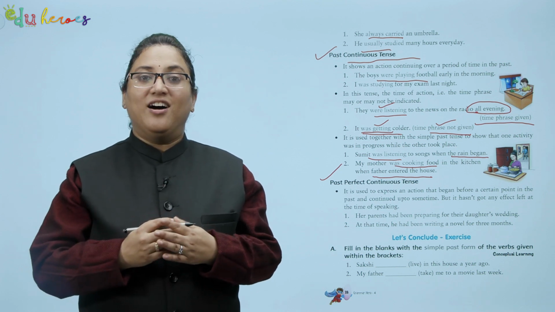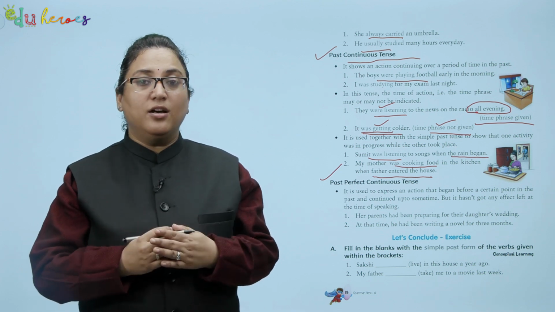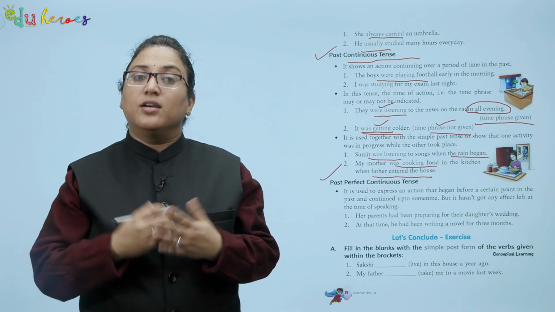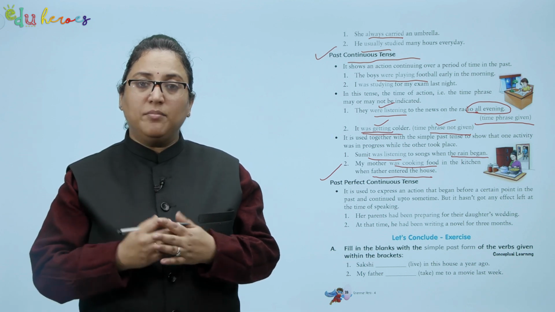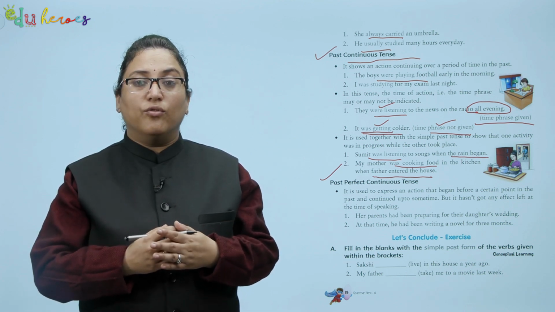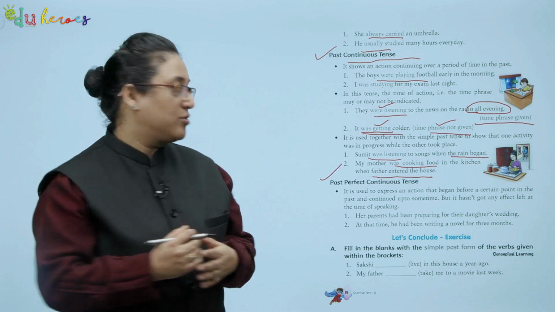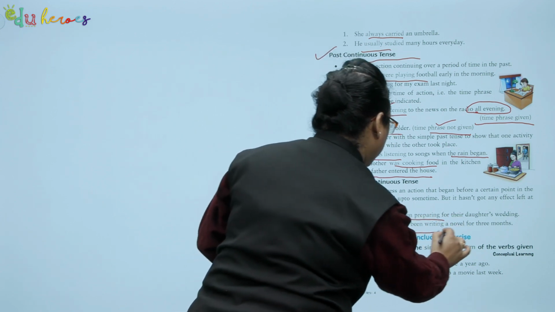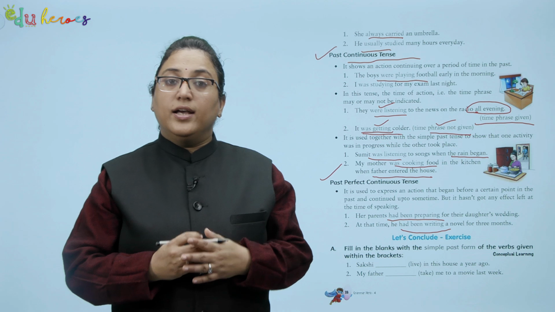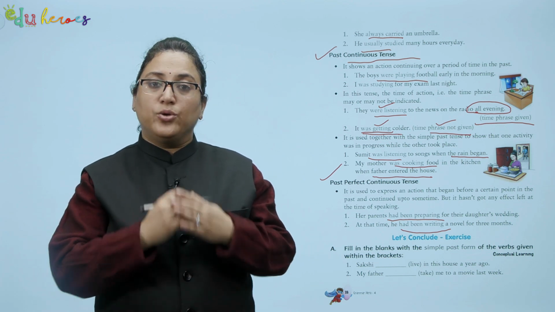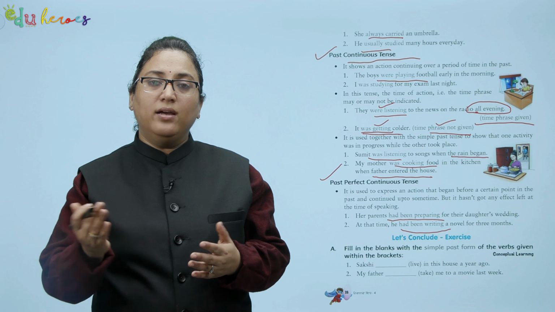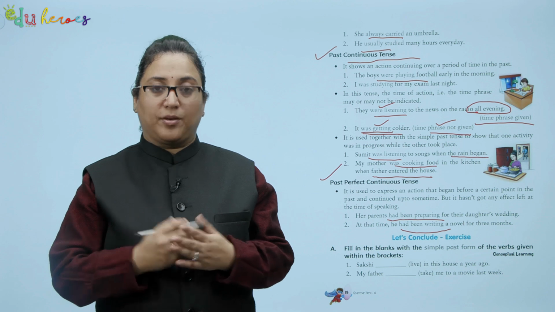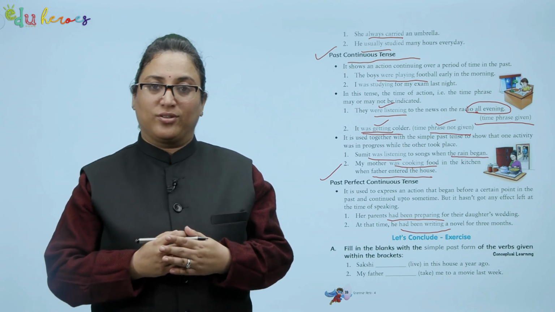For example, her parents had been preparing for their daughter's wedding. We don't know the exact time now. It doesn't have the effect. At that time, he had been writing a novel for 3 months. So, these are the words had been preparing and he had been writing. In this type of tense, we use had been followed by the verb tense. It could be preparing, writing, singing, dancing, and so on and so forth.